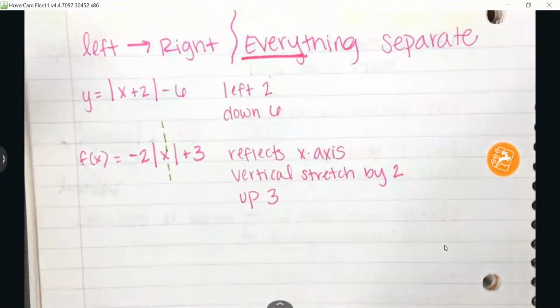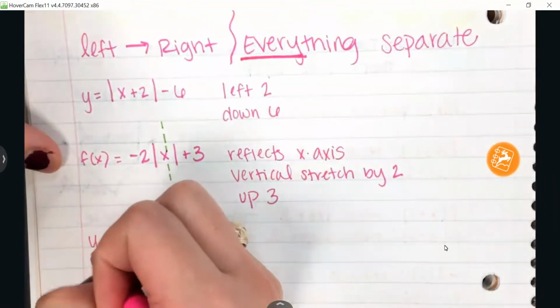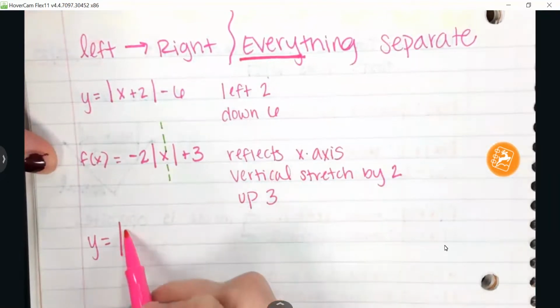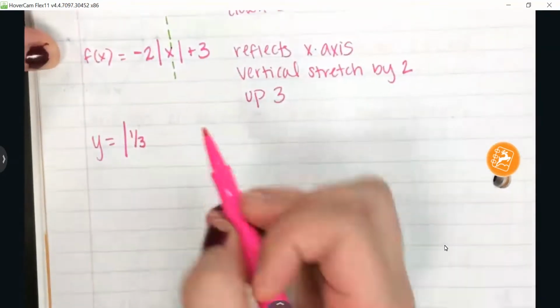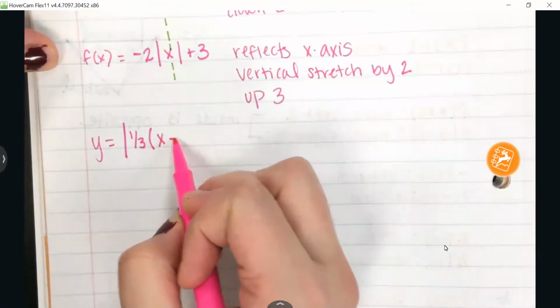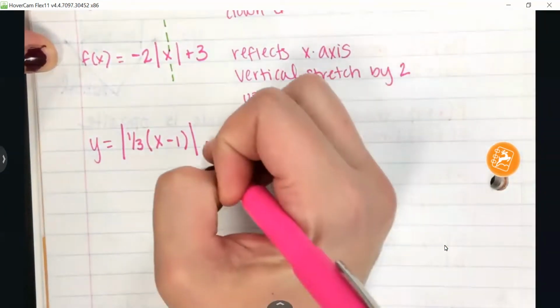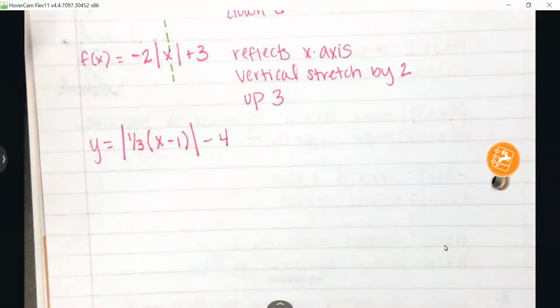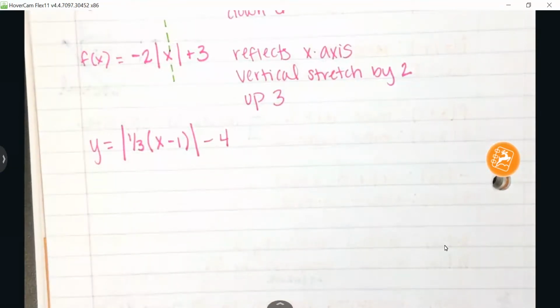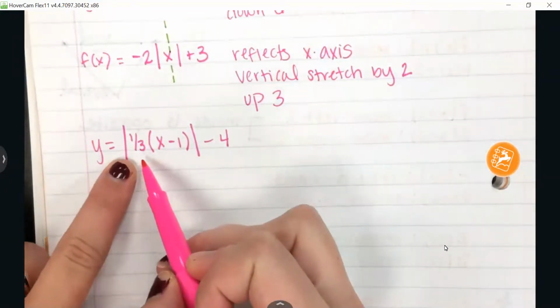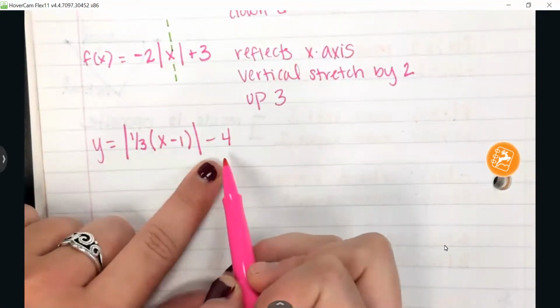Okay? All right. Y equals absolute value of 1/3, parentheses, x minus 1, close my absolute value, minus 4. How many transformations are there? How many do we think? 3. I have a 1/3, I have a -1, and I have a -4.